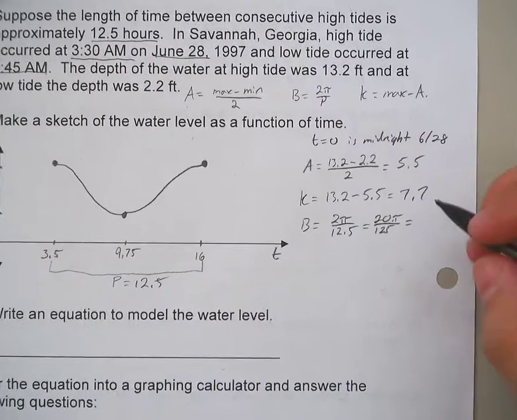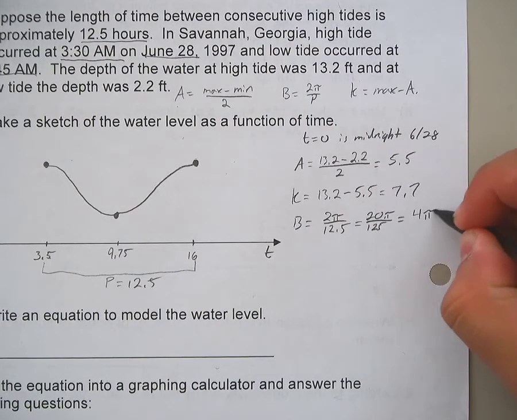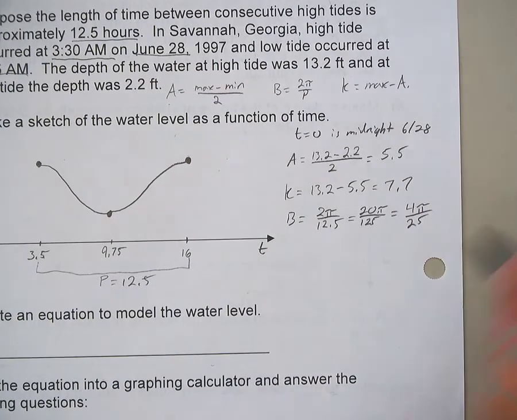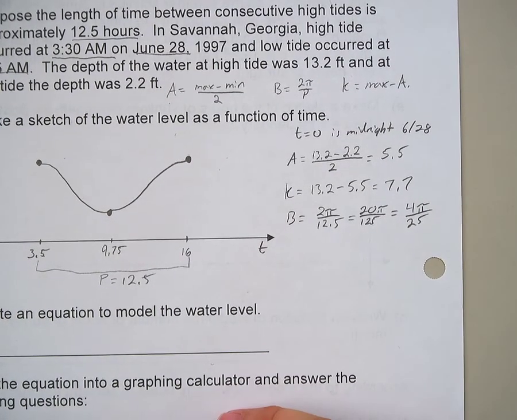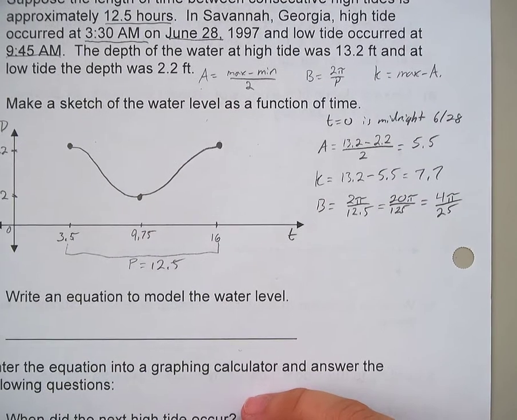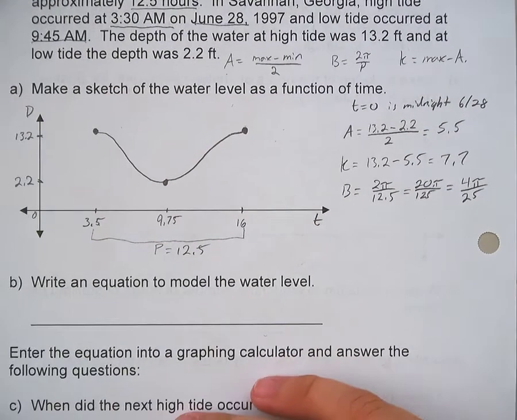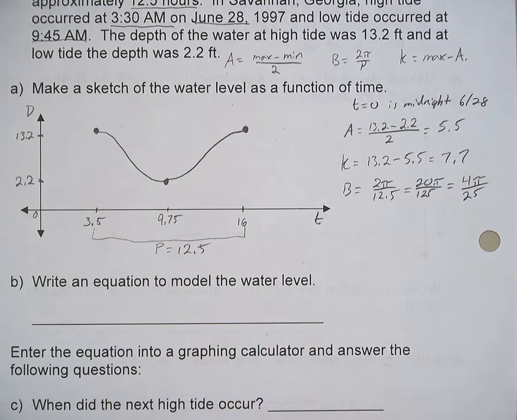And that'll simplify to 4 pi over 25. Both those are divisible by 5. So we've got A, we've got K, we've got B. We know how far it's moving over. That's pretty much all we need.